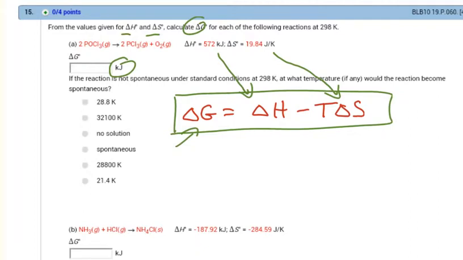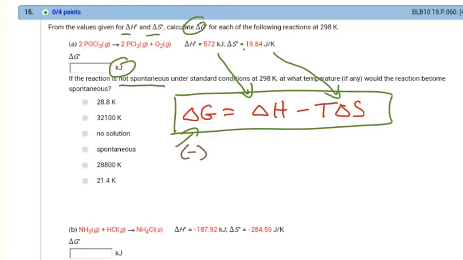And the second part, they say if the reaction is not spontaneous under standard conditions, at what temperature, if any, would it become spontaneous? And you remember that to be spontaneous, delta G has to be negative. So we might actually be able to predict if it's going to be spontaneous or not. It may not be possible.